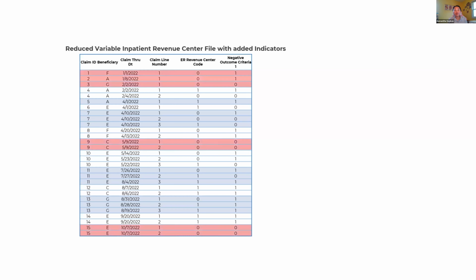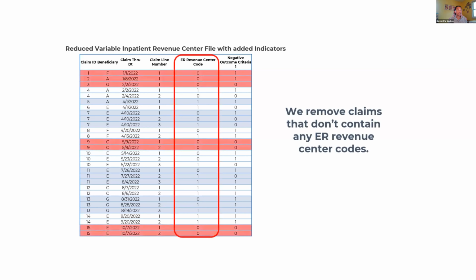The first thing we're going to want to do is remove claims that don't contain any ER revenue center codes. Here, anything that doesn't have a 1 associated with it, we're going to remove. Notice that some claims do have multiple lines. Claims 1, 2, and 3 only have a single line, but claim 4 has 2 lines. Claim 7 has 3, and we just want to make sure that as long as they have the same claim ID, there's at least 1 ER revenue center code.